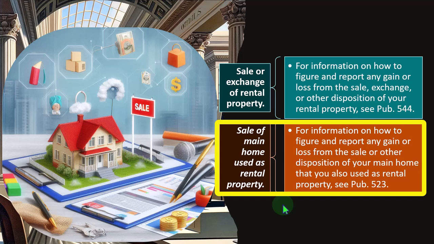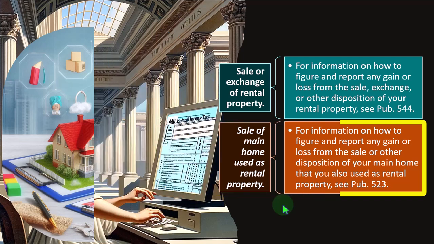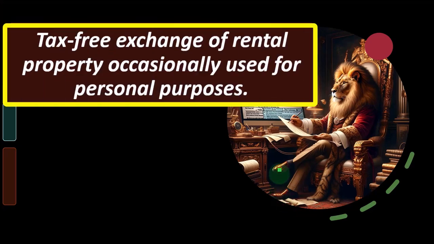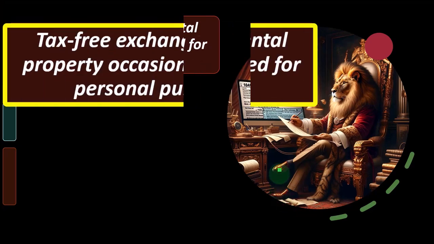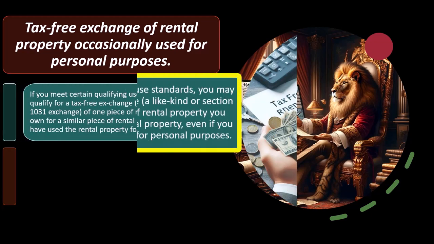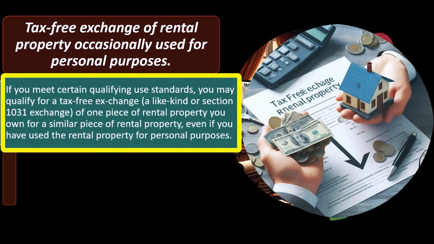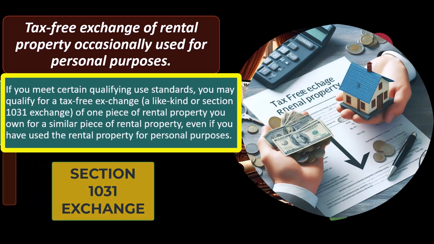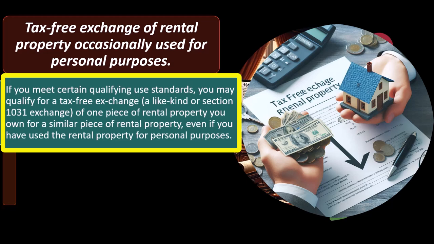And then again, you can throw in as well the idea of a 1031 exchange, which is another topic. So, tax-free exchange of rental property occasionally used for personal purposes. If you meet certain qualifying use standards, you may qualify for a tax-free exchange, otherwise known as a like-kind or Section 1031 exchange of one piece of property you own for a similar piece of property, even if you have used the rental property for personal purposes.